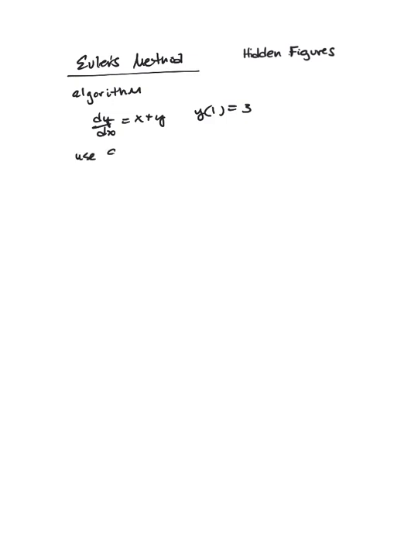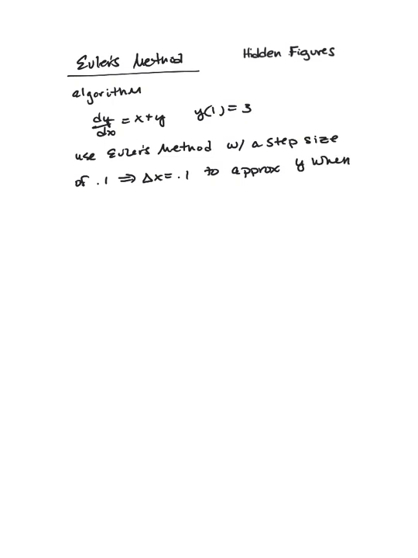So we're going to use Euler's method with a step size of 0.1. This means that delta x is equal to 0.1, to approximate y when x equals 1.2.